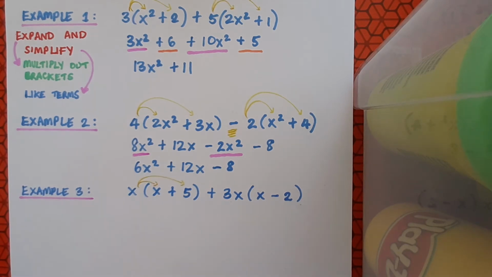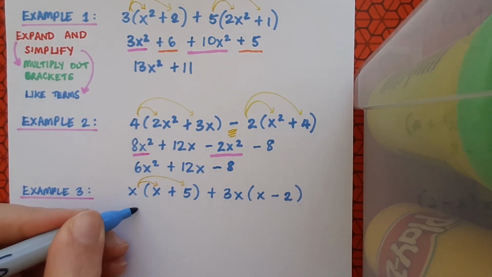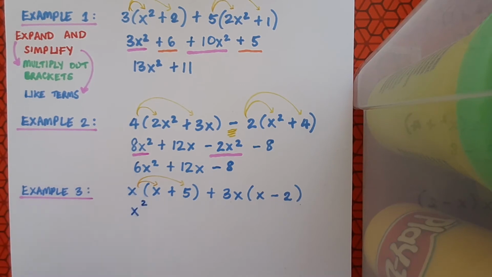Okay, so x must multiply by x. What will this give me? Well, it's going to give me x squared. The squared is just keeping track of how many times the x is multiplying together. There's two of them multiplying together. That's why it's a power of 2, which we call squared. x is multiplying by plus 5. That's going to give me plus 5x. Notice that I always write the coefficient first and the variable at the end.